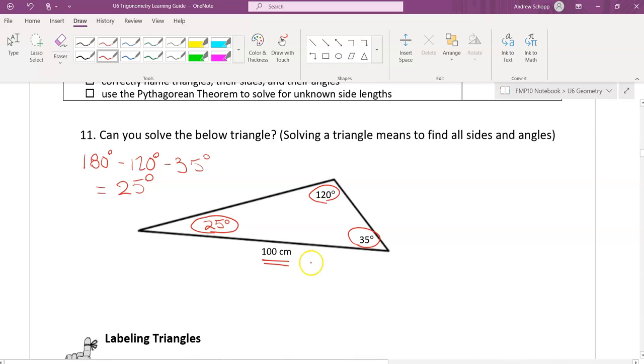And it's not a right triangle. None of these angles are 90 degrees. Both the Pythagorean theorem and trigonometry can only work with right angle triangles. So no, we can't solve this triangle.